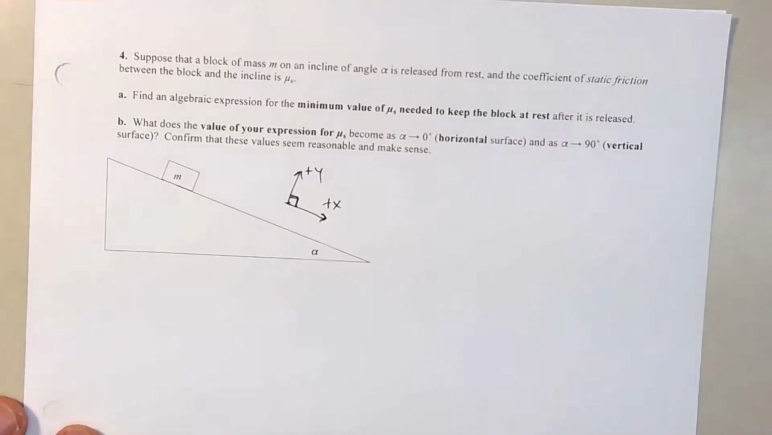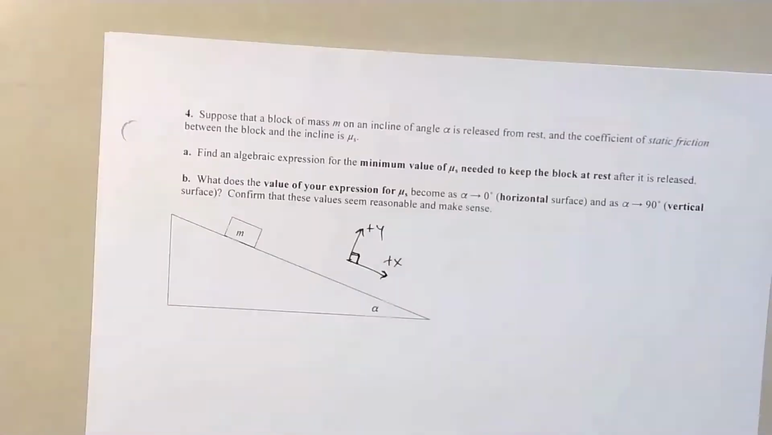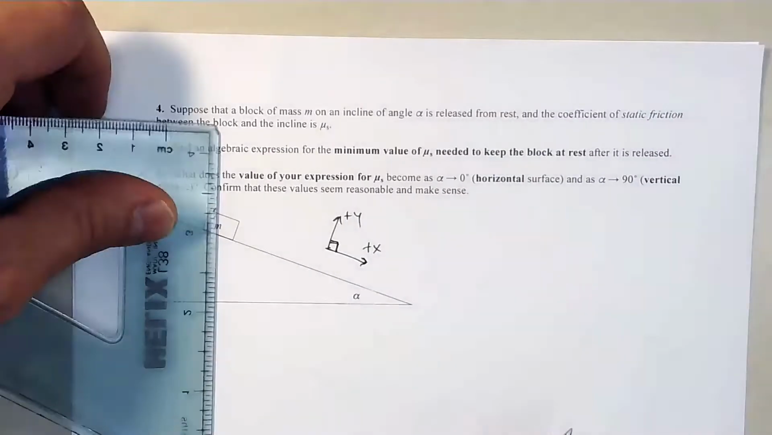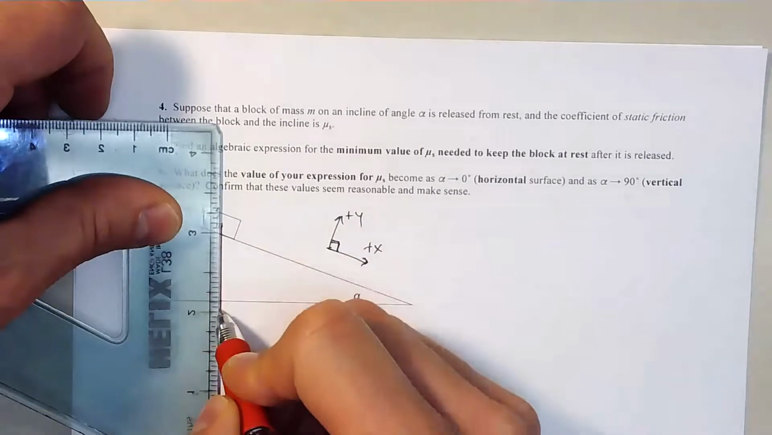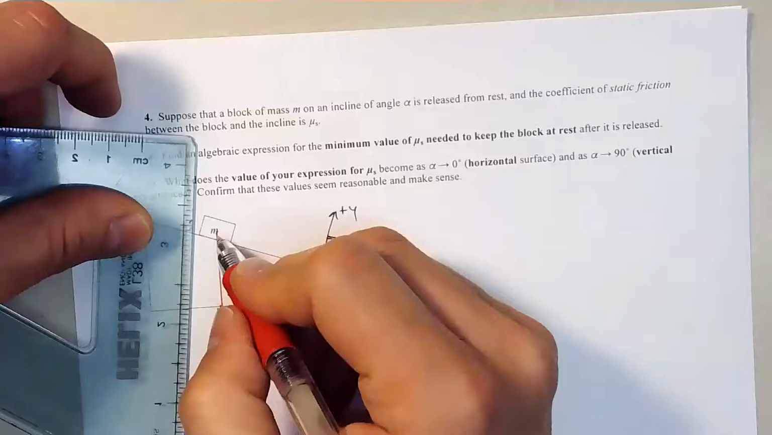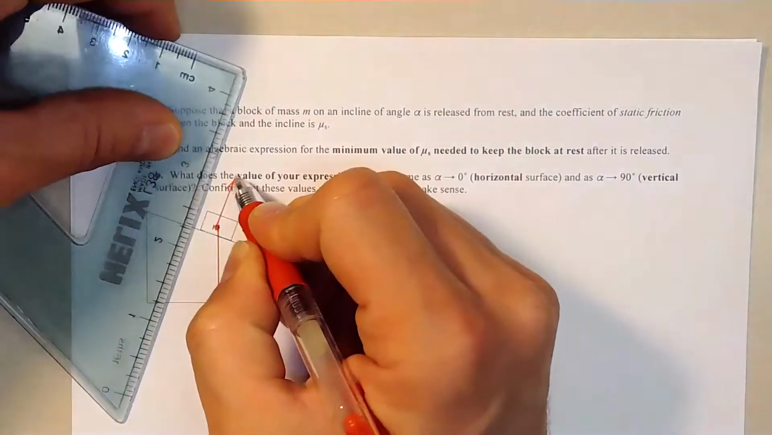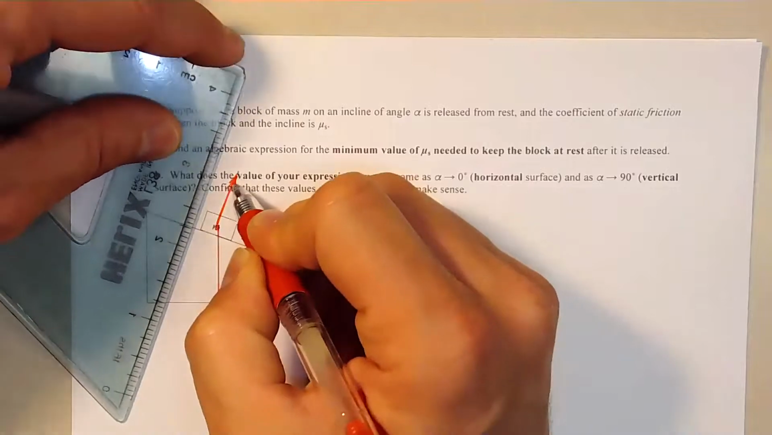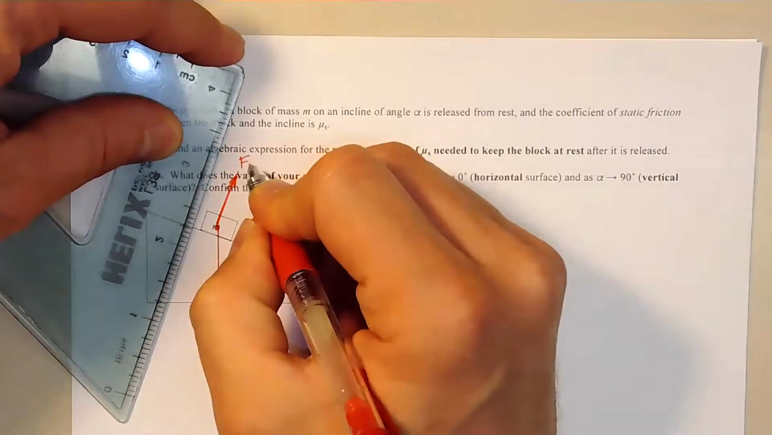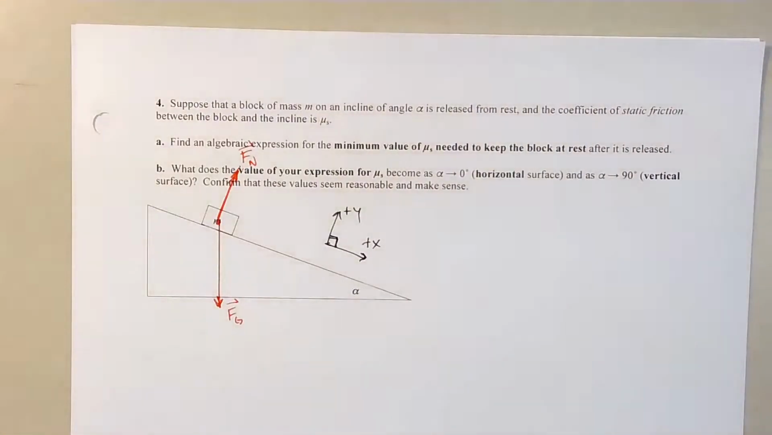Second, let's do a free body diagram of all the forces that are acting on the mass. So I see that there's a weight, and I know also that there is a normal force, and I know that there's going to be a static friction force as well.